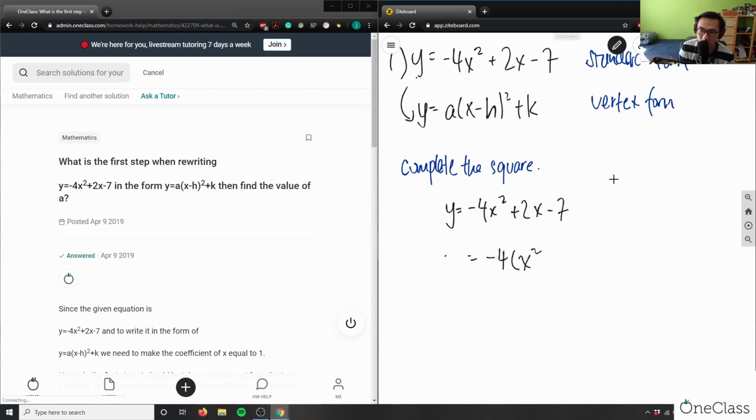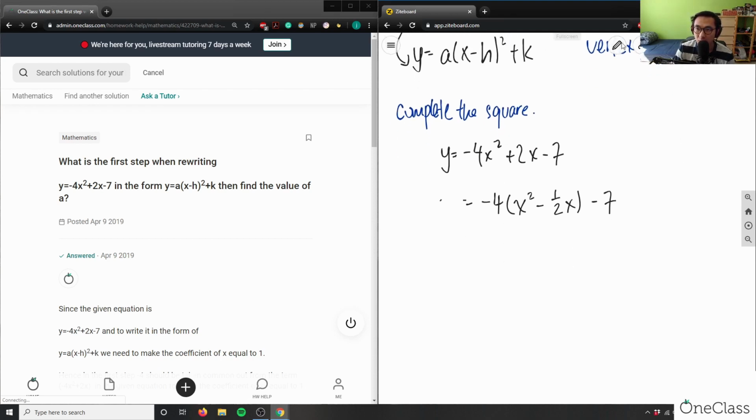So we're left with x squared, and then we take out negative 4, so we have a minus sign here, and this is going to be x over 2, or half x. Then minus 7 here. We're keeping the minus 7 outside the brackets, because we're only common factoring the first two terms. So now we have our a value here.